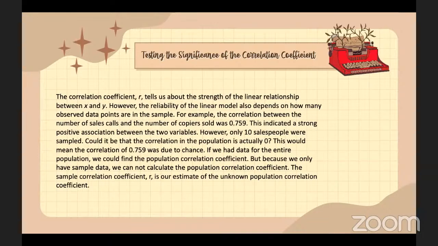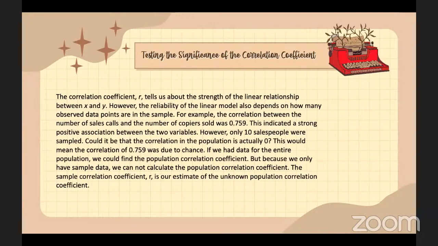For example, the correlation between the number of sales calls and the number of copiers sold was 0.759. So this indicates a strong positive association between the two variables. However, only 10 salespeople were sampled. Could it be that the correlation in the population is actually zero? This would mean the correlation of 0.759 was due to chance.